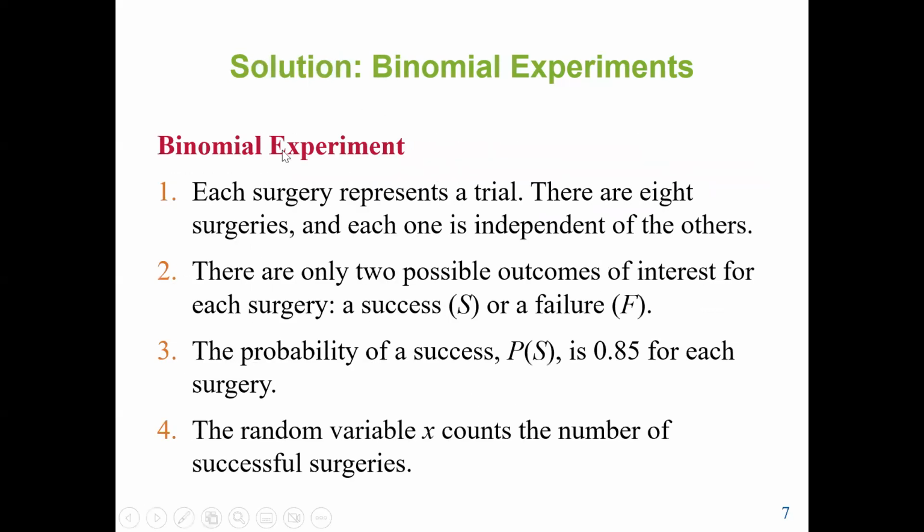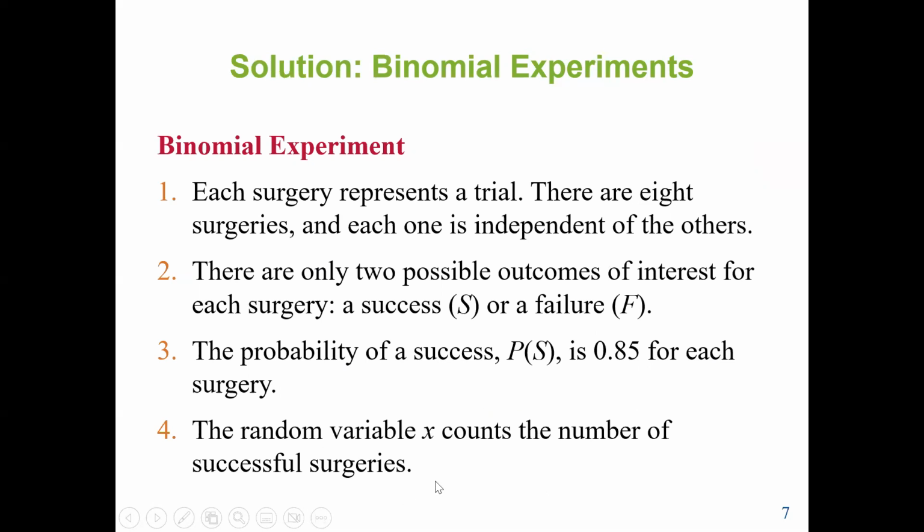So let's see the solution. This is a binomial experiment because, again, as we said, each surgery has two possible outcomes, either successful or failure. And now each surgery represents a try, and we have 8 surgeries. Now each one is independent of the others. Also, there are only two possible outcomes of interest for each surgery. And also the probability of success, P(S), is 0.85 for each surgery. So which means the probability of failure will be 0.15.